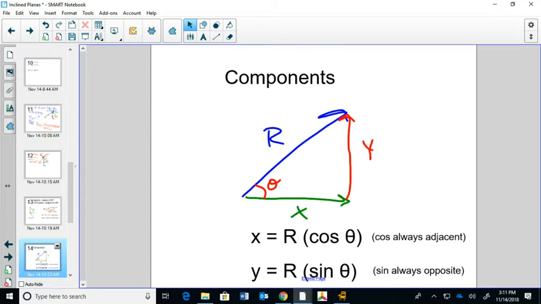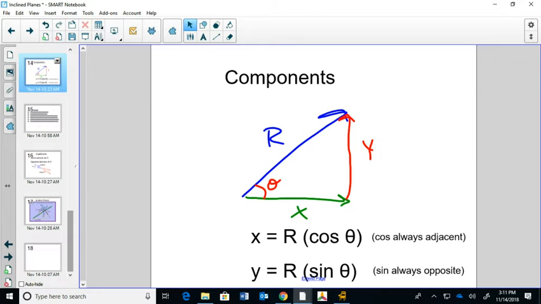Because y is opposite of theta, y is going to be sine. Because x is adjacent to theta, it's going to be cosine. But please understand, not every time is x cosine or y sine. It depends on how you draw your triangle. So be comfortable with adjacent and opposite. That's how you know which one to pick for x or y. Cool?